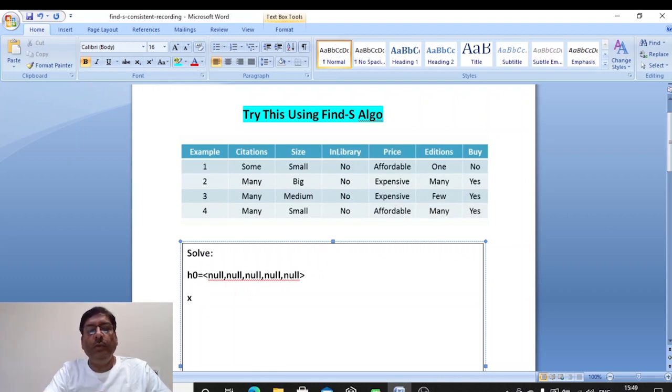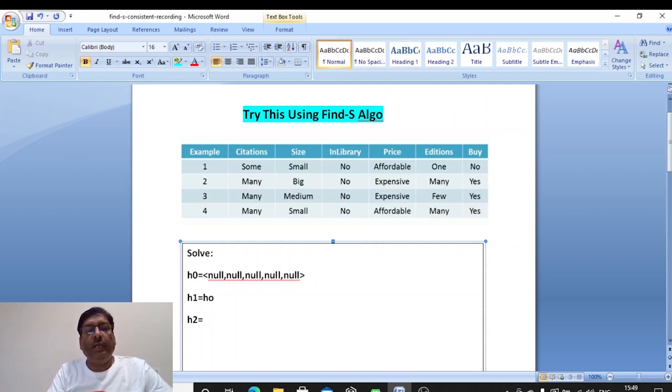So then I'll consider H1 equals H0, because the first instance over there is a negative instance.